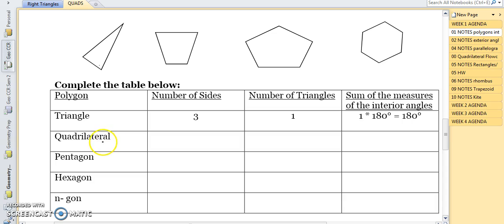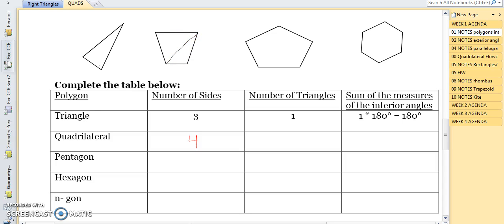Now, if we're talking about a quadrilateral, which we also know has 4 sides, we can figure out how many degrees are inside this quadrilateral by creating some triangles. So I'm going to create a diagonal, which goes from one corner of the polygon to the other. And you see here that we have 1 triangle and then 2 triangles. So we have 2 triangles within this quadrilateral.